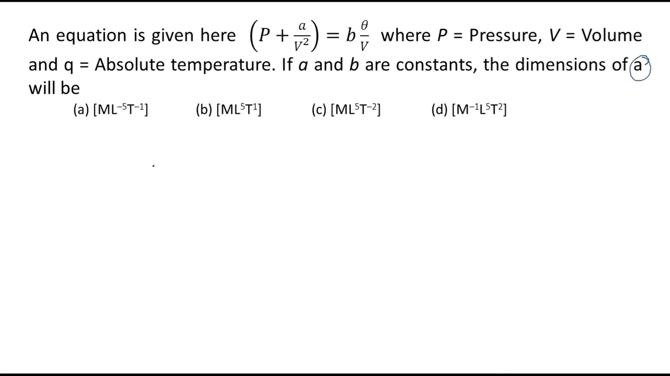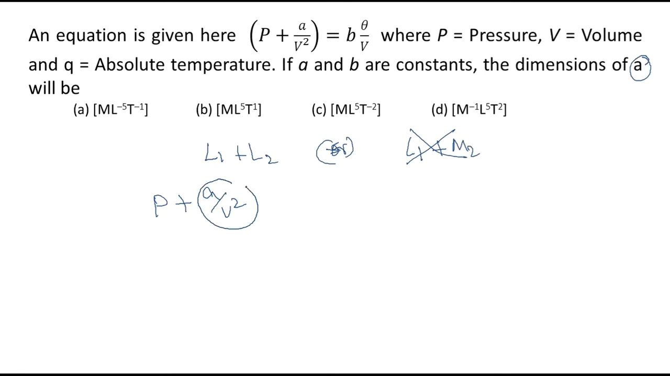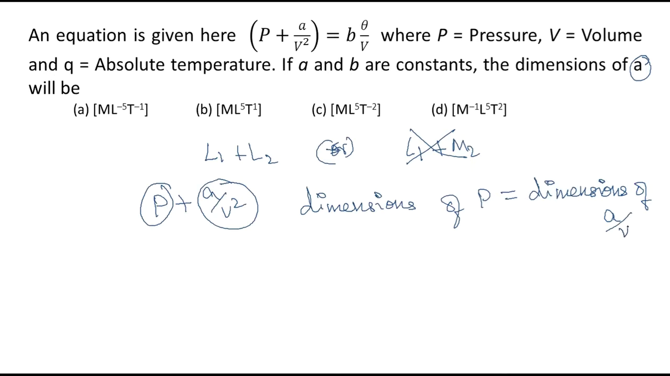So we know the principle of homogeneity. For example, we can add only length and length, L1 plus L2. We cannot add L1 plus mass 2. That is the principle of homogeneity. So if P is added with A by V square, then the dimensions of P and A by V square will be the same. So dimensions of P is equal to dimensions of A by V square.